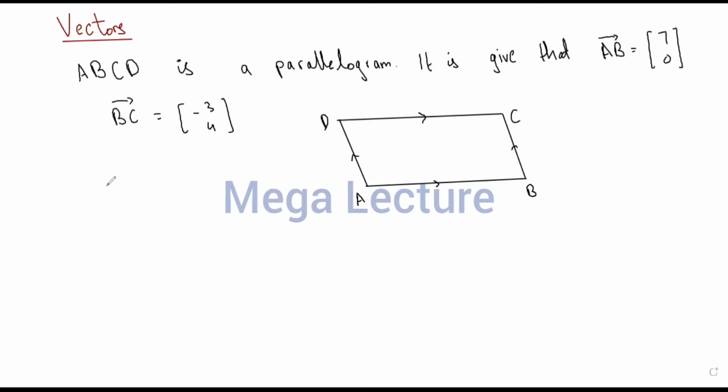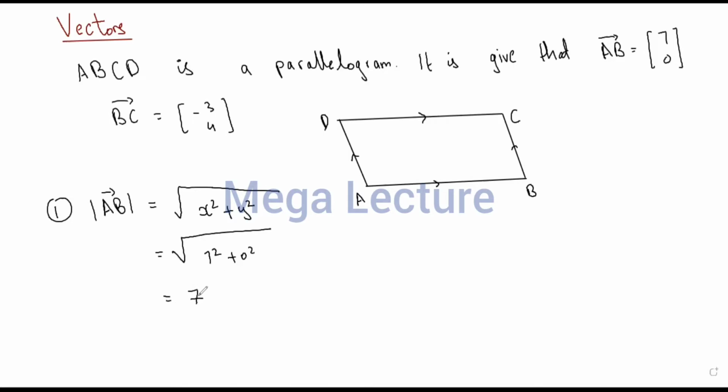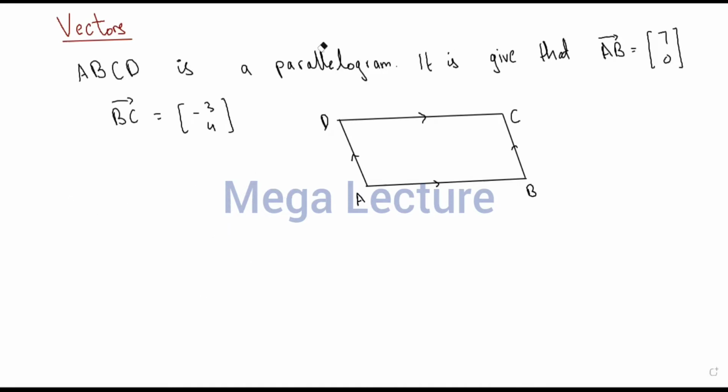Okay. First part of this question says, find the value of this. So we need to find the magnitude of AB. All right, so that is easy. How do we find the magnitude of AB? We have been doing that under the root x squared plus y squared. It would be under the root 7 squared plus 0 squared, and it would be 7. So 7 is the magnitude of AB. All right. The next part is important one, and that is why I wanted to do this question with you guys.